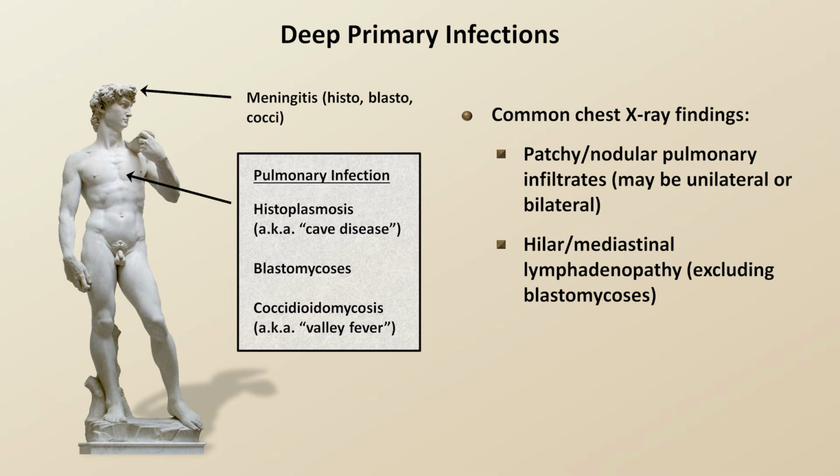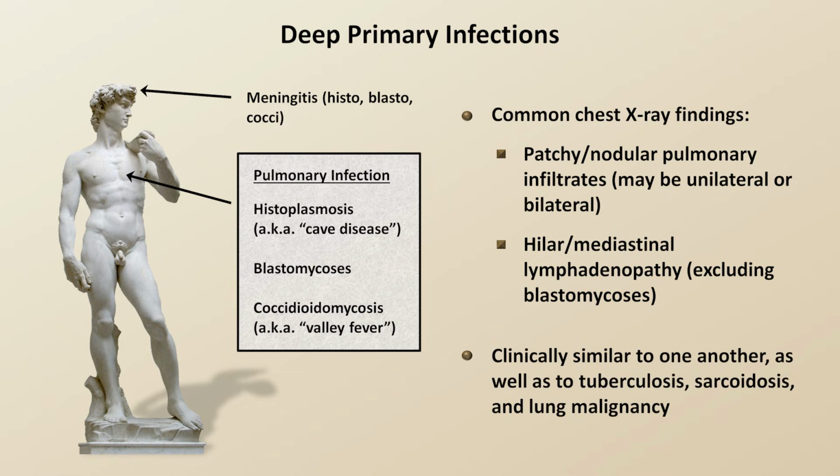As mentioned before, these three infections are clinically quite similar to one another, but they are also similar to tuberculosis, sarcoidosis, and lung malignancy. I'll also mention here that all three of these infections can cause extrapulmonary disease, for example, the aforementioned cocci meningitis. For cocci and blasto, the most common sites of extrapulmonary disease are the skin and soft tissue. Histoplasmosis, on the other hand, can cause a severe disseminated infection, particularly in patients with immunosuppression from AIDS or organ transplantation.